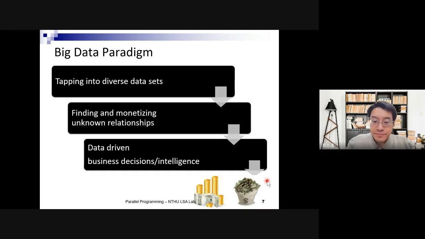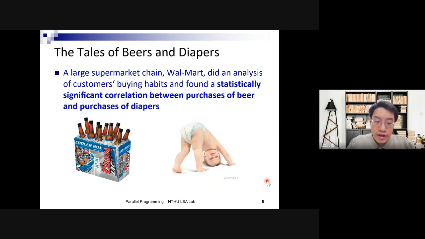Okay. So why is big data, if you put it in a story, right? A very famous story is called The Tales of Beers and Diapers. Beers and diapers seem to be unrelated items in the world when you go to the supermarkets, right?